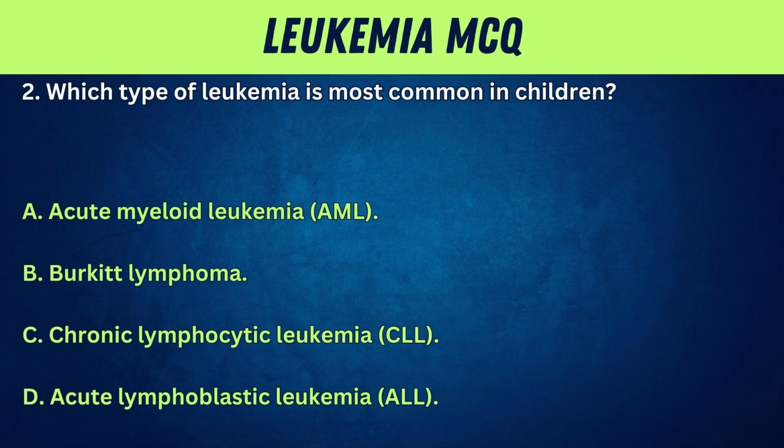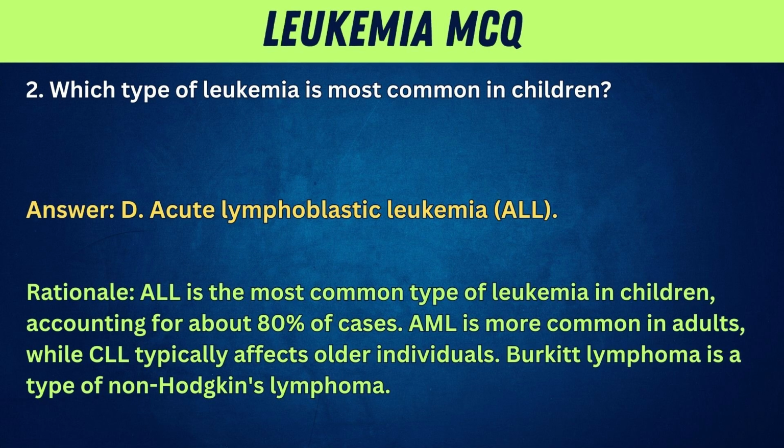2. Which type of leukemia is most common in children? A. Acute myeloid leukemia, AML. B. Burkitt lymphoma. C. Chronic lymphocytic leukemia, CLL. D. Acute lymphoblastic leukemia, ALL. Answer: D. Acute lymphoblastic leukemia, ALL.